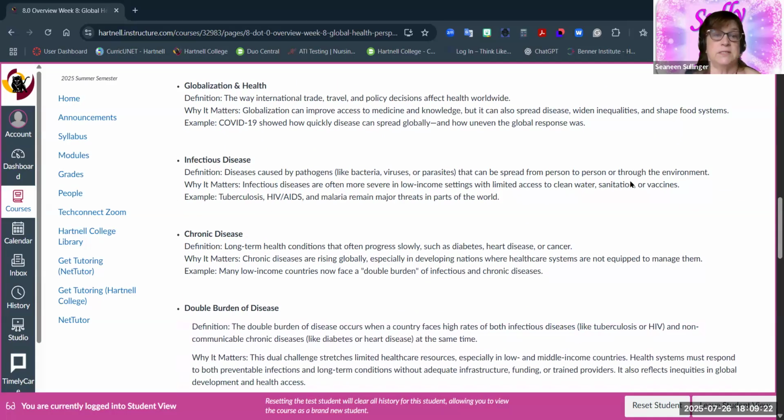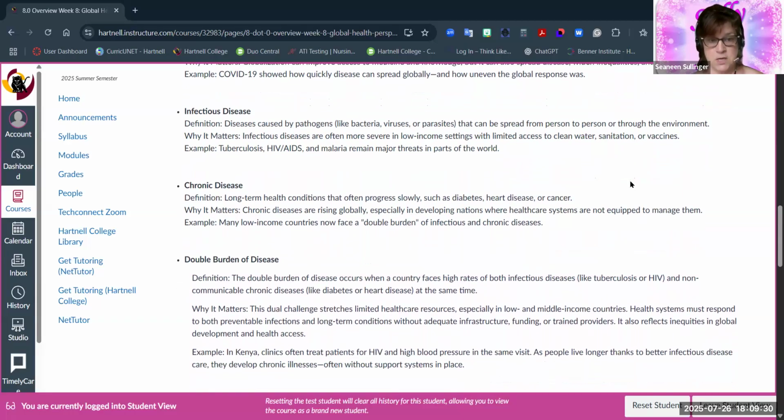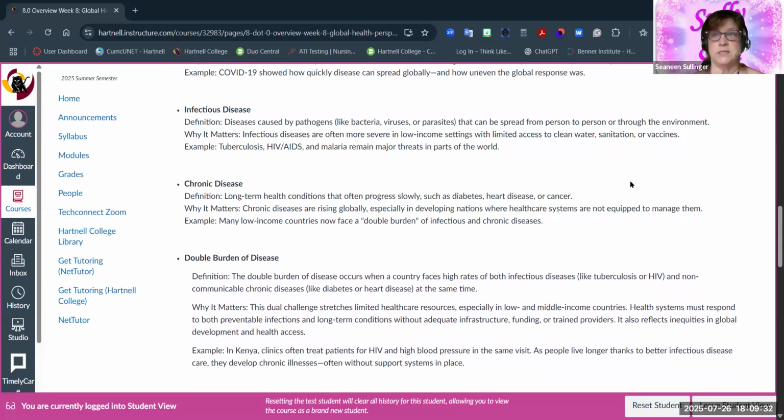Infectious diseases, right? Diseases caused by pathogens like viruses and bacteria that can spread person to person or through the environment. And chronic diseases, right? We think about infectious disease in terms of, well, if I travel here or there and I don't get my vaccines, then I might get sick. In fact, you can't travel to some countries unless you can show proof of vaccination. But what about chronic disease? Do they have diabetes in other countries? Do they have hypertension in other countries? What does that look like for them?